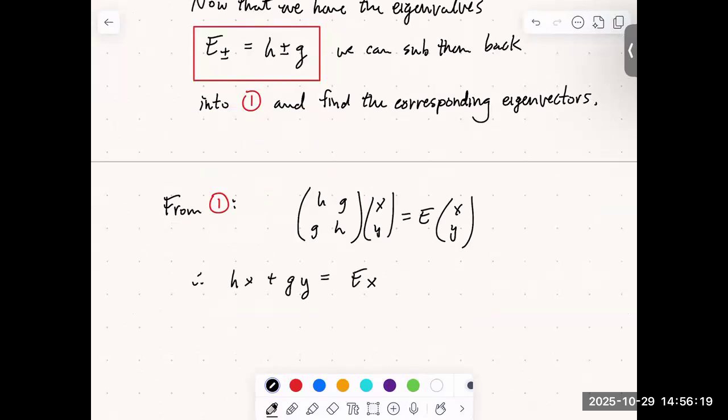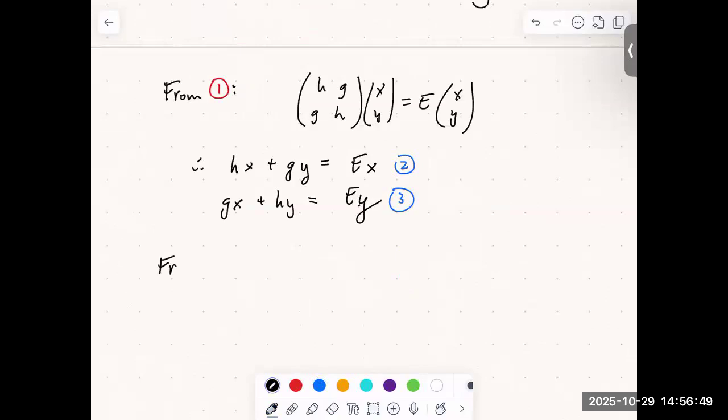And what's the other one? gx plus hy is equal to Ey. Sorry, it must be y. I got it written down wrong there. Okay. So I'm going to call these 2 and 3, because we already have equation 1.